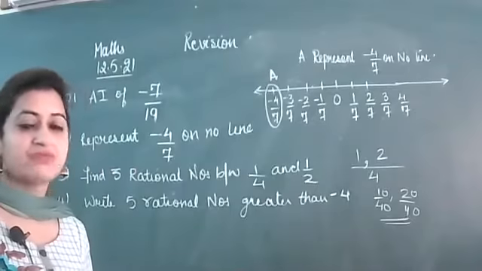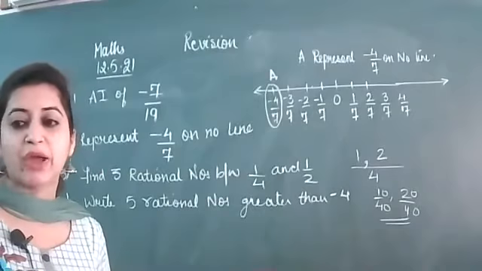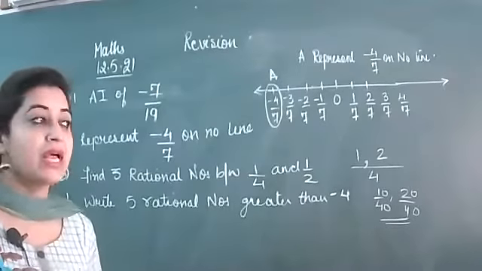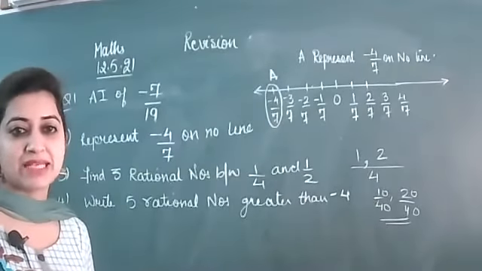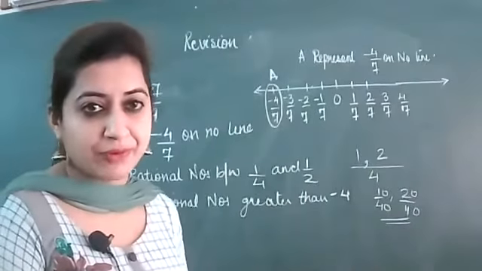Can you tell me the numbers which are less than minus 4? So numbers which are on the left of minus 4, they all are less than minus 4, like minus 5, minus 6, minus 7. Okay, so all are smaller than minus 4.